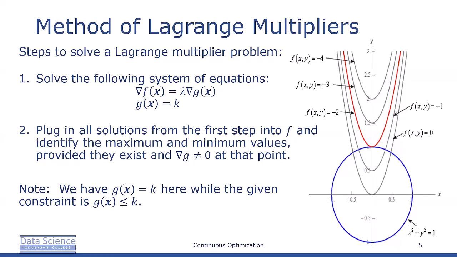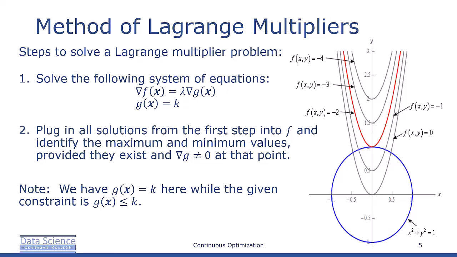In order to solve the Lagrange multiplier problem, we need to follow these steps. We need to solve the following system of equations: the gradient of f of x is equal to lambda times the gradient of g of x, and g of x equals k. We need to plug all solutions from the first step into f and identify the maximum and minimum values, provided they exist, and that the gradient of g of x is non-zero at this point.